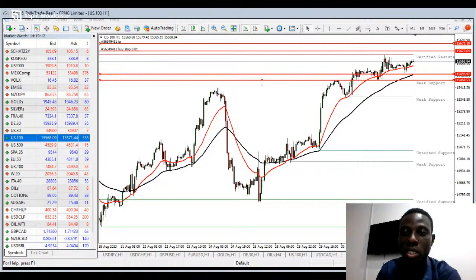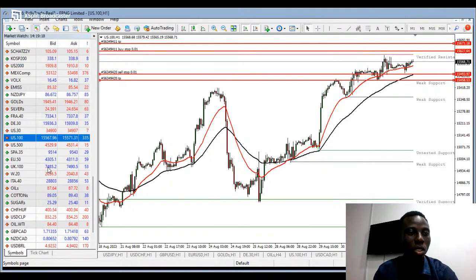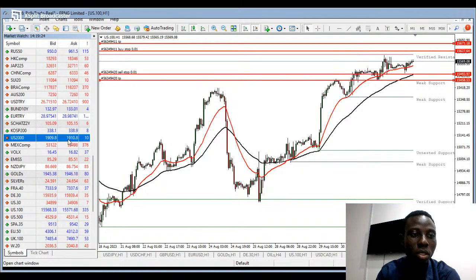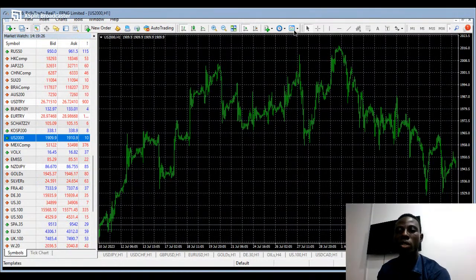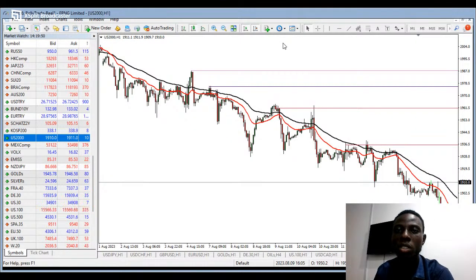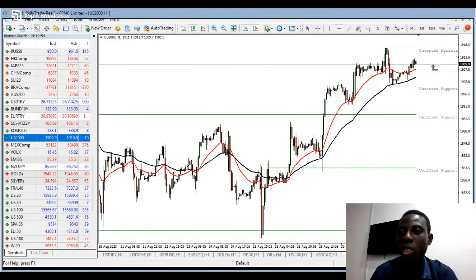So the next instrument is going to be US 2000. I think US 2000 should be the last instrument. I've done USD JPY, Euro USD, USD CHF, GBP USD. That's one, two, three, four, five, six. Just keep your peace and hold on. Good. So this is US 2000.